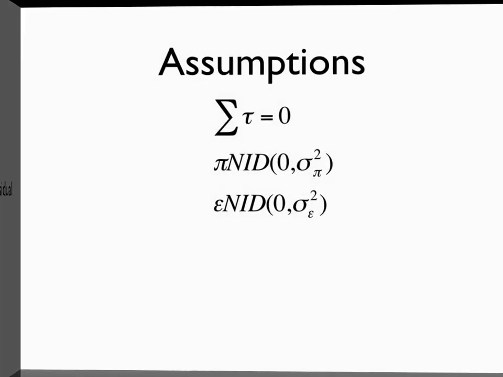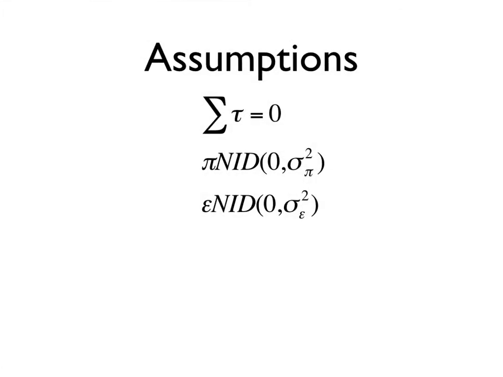So, we've got some assumptions. This is exactly as it always is: the sum of the treatment effects equals 0. They always sum to 0. The effects of blocks are normal and independent with a mean of 0 and a variance of, well, we've got to give it a name, sigma squared sub pi. We could have called it Kevin. And error is normally distributed and independent with a mean of 0 and a variance of sigma squared sub epsilon. The only new assumption here is this one: the effects of blocks are normally distributed.